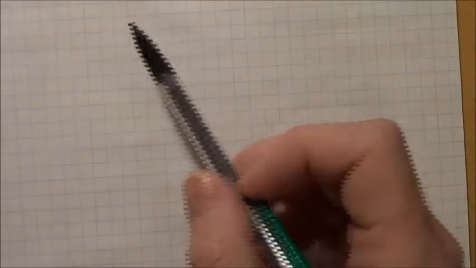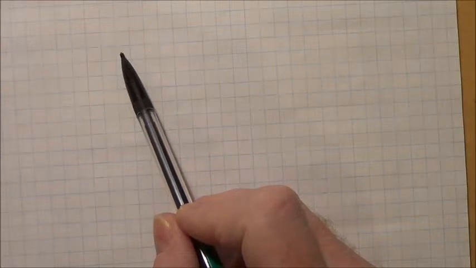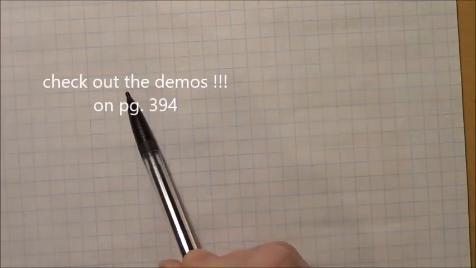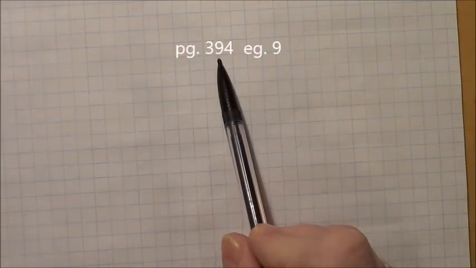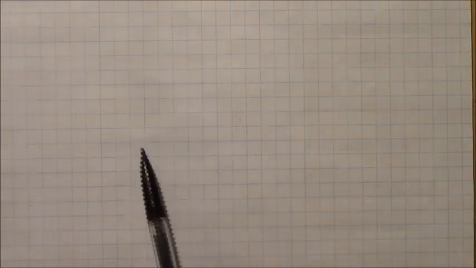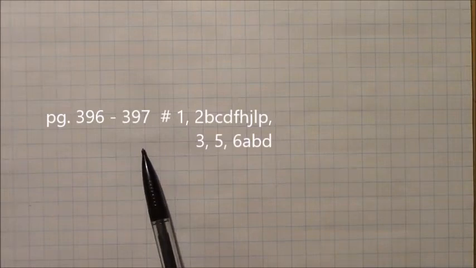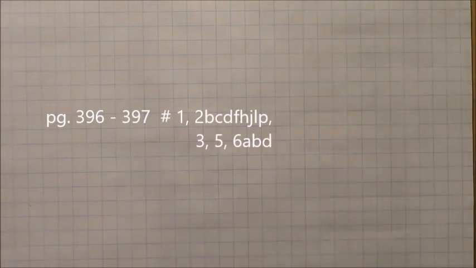Okay, so what I'm going to ask you to do is take a look at a few examples in the textbook. Take a look at example 8 on page 393. Then there's a few demos that you should look at on page 394. And then follow that up by looking at example 9 on page 394 and example 10 on page 395, which will show you a few more examples of increasing and decreasing functions. And then peruse exercises 1, 2, B, C, D, F, H, J, L, P, 3, 5, and 6, A, B, D on pages 396 to 397.